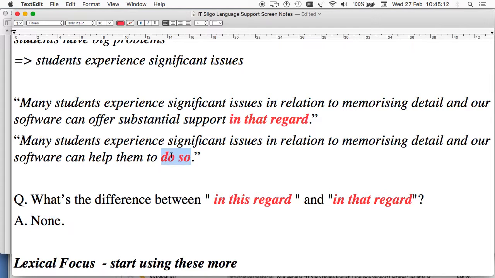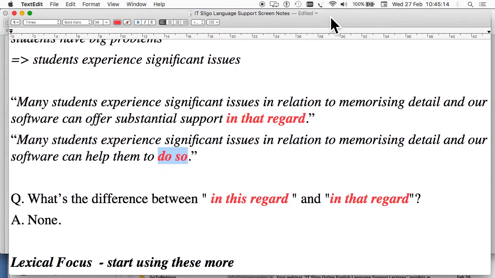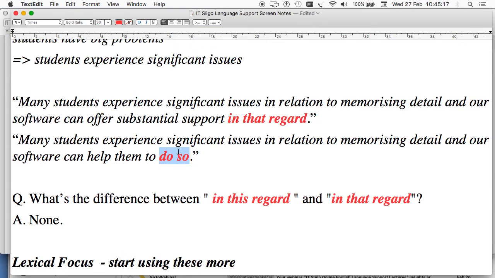Another lovely little phrase that we often use when we're avoiding repetition is do so. So many students experience significant issues in relation to memorizing detail, and our software can help them to do so. So instead of saying help them to memorize detail, we can say help them to do so.